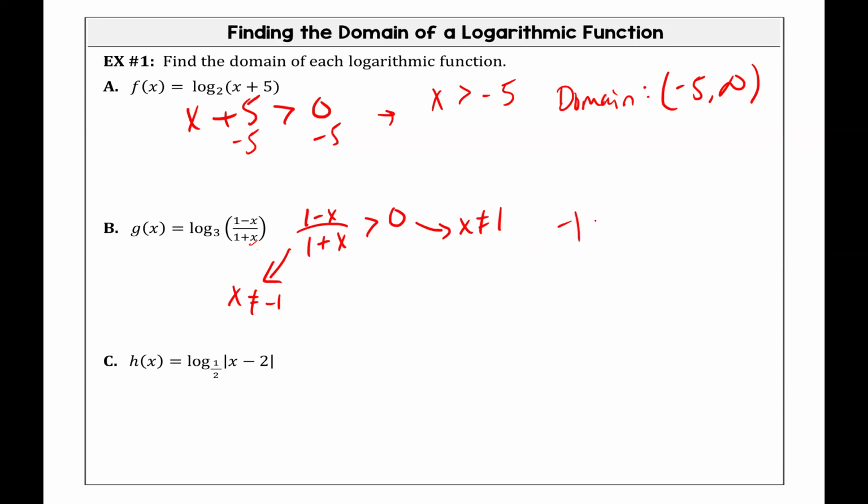So it's from -1, not equal. You didn't see that. You saw nothing.